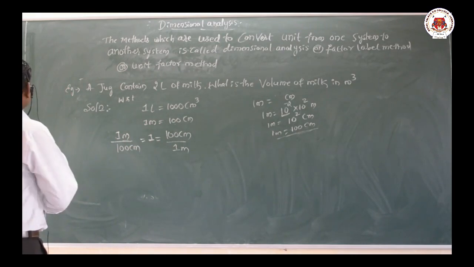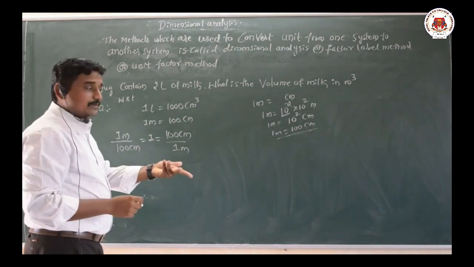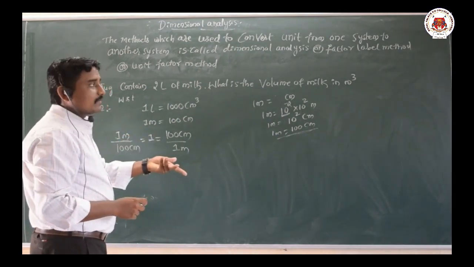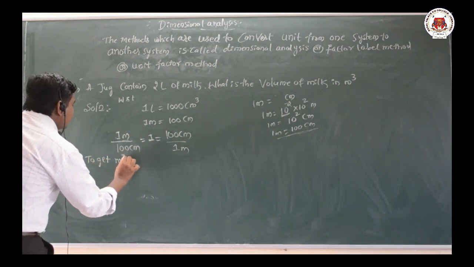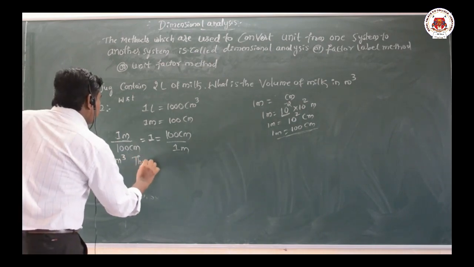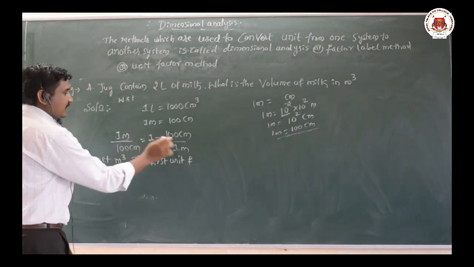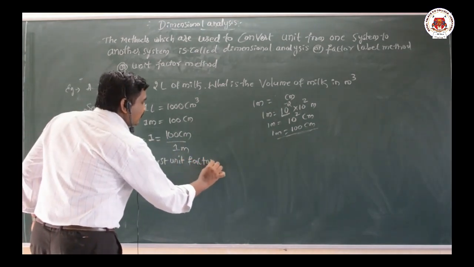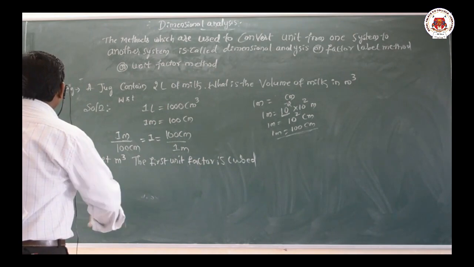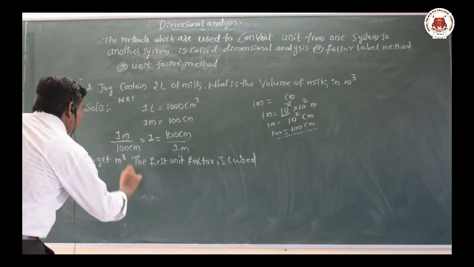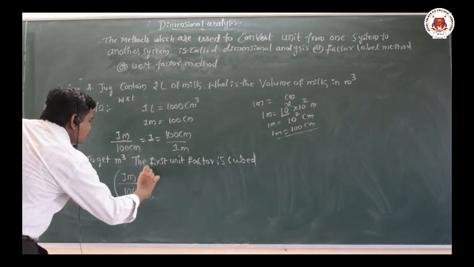Okay, so now here, they have asked for the volume of the milk in meter cube. So you have to do cubic. So to get cubic meter, there are 2 unit factors. The first unit factor is cubed. So the first unit factor, this one, 1 meter divided by 100 centimeter, that is cube.